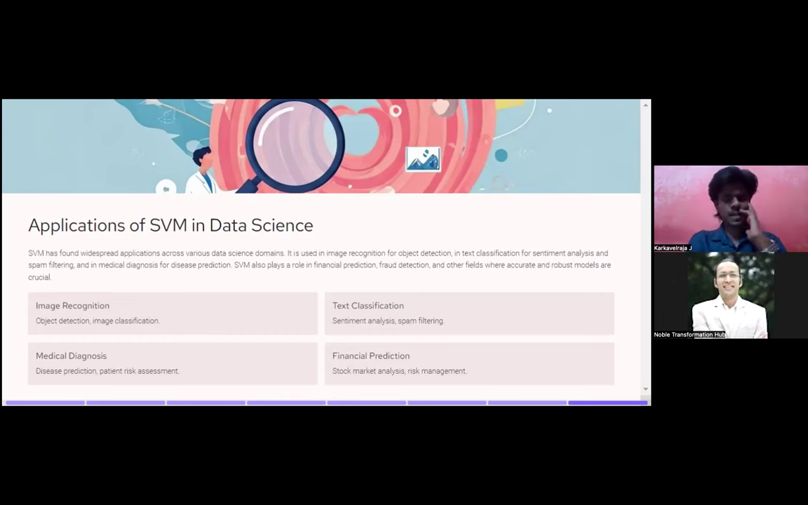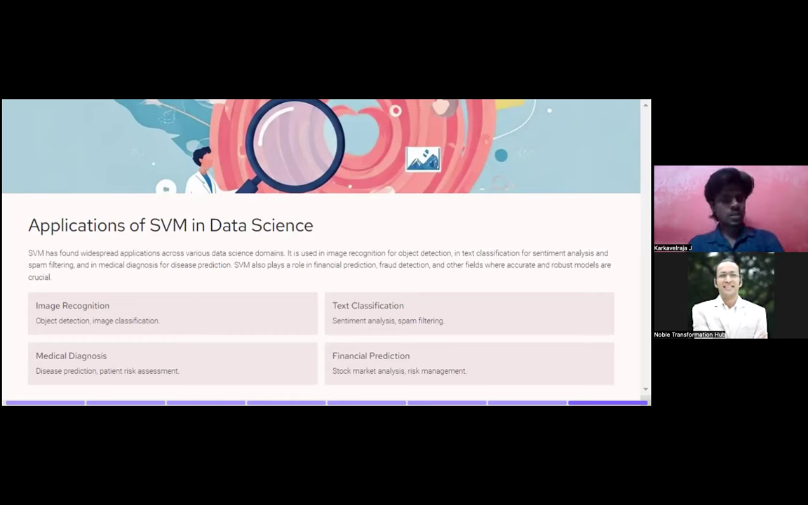First thing is image recognition. Yeah, object detection and image classification can be done by using this SVM. Text classification like sentiment analysis and spam filtering we can do by using this SVM. So as sir mentioned in one of the sessions, if there is more text related to free 100% offer, like those things, then these mails are related to spam. It will do this text classification and filter. This is spam filtering.